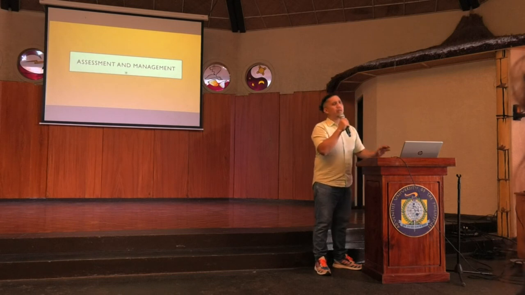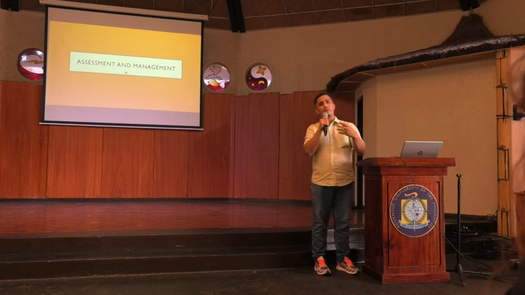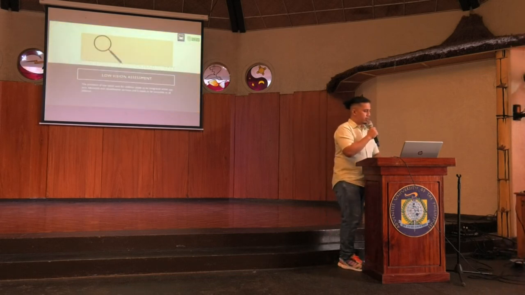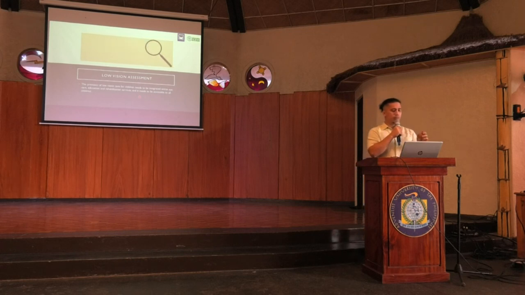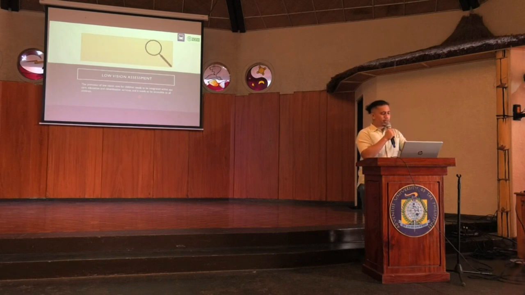Okay? How do we assess visual impairment cases, and what management do we provide? Okay, so low vision assessment says here that the provision of low vision care for children needs to be integrated within eye care, education, and rehabilitation services. Let me pause there. When we say low vision care, we mean it's not just that we check the eyes and that's it. It needs to be integrated with how teachers are teaching the student, with how other professionals are helping that student. So that's what we mean by low vision care. It's about overall well-being. So it's more of a holistic approach, actually. And it needs to be accessible to all children.